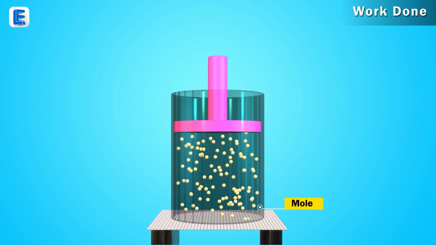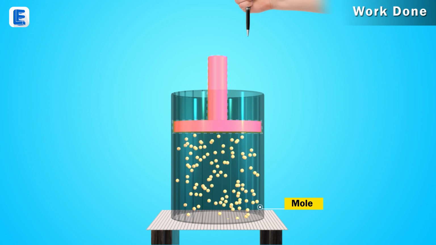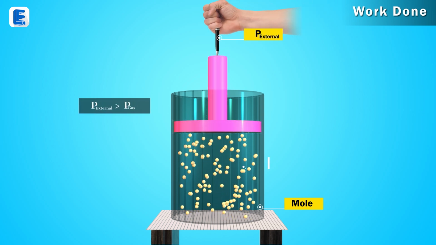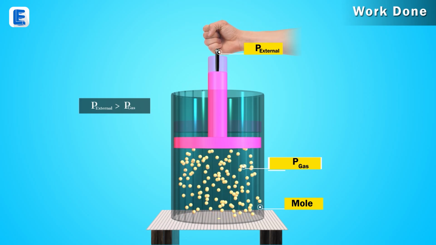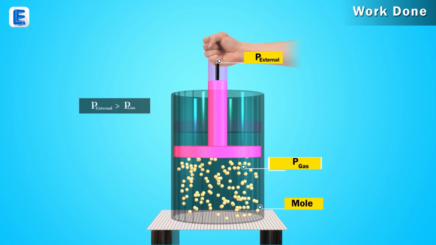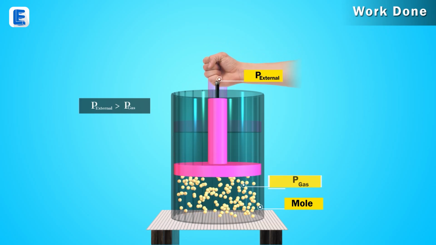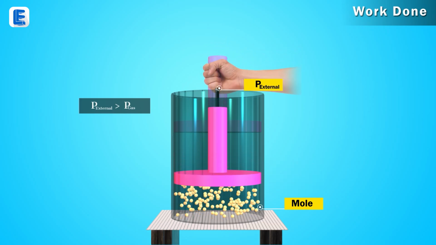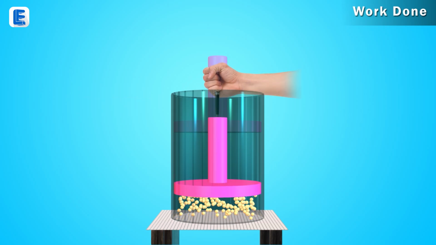Let us consider 1 mole of an ideal gas enclosed in a cylinder fitted with a frictionless piston. When P external is greater than P gas, the piston moves inside the cylinder and compresses the gas. When an ideal gas is compressed in a cylinder using external pressure, P external, the work done on the gas is represented by the shaded area.